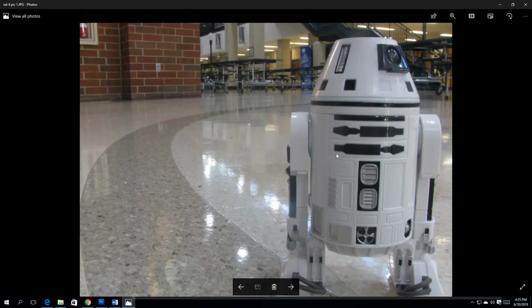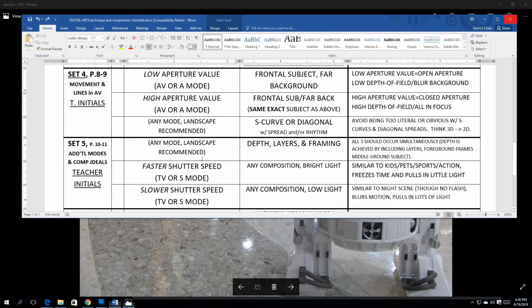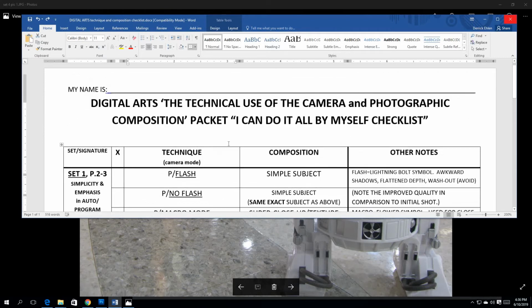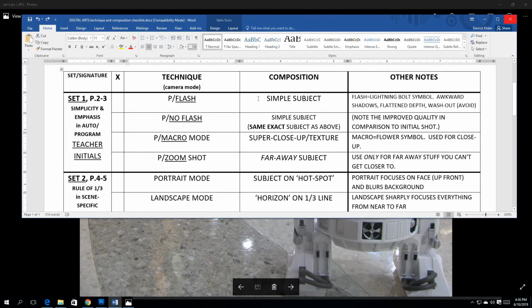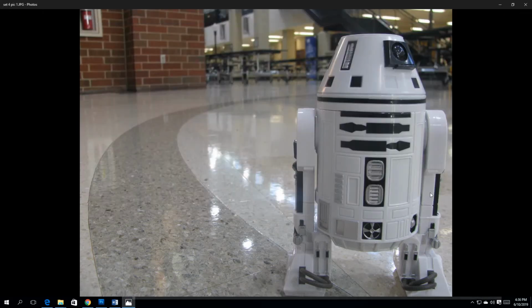Here are two images. This is a high aperture setting. This is a low aperture setting. When you take your two pictures for low and high aperture, similar to the first two pictures with simplicity and emphasis, where you took the same picture twice with the flash on and the flash off, here you're going to take the same picture twice with a low aperture mode and a high aperture mode.